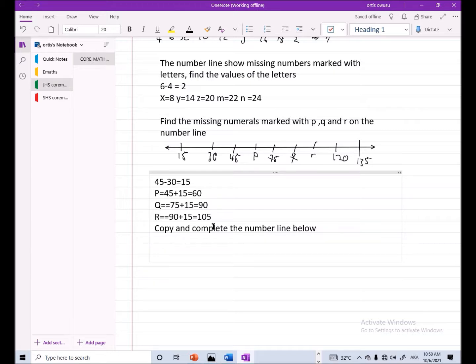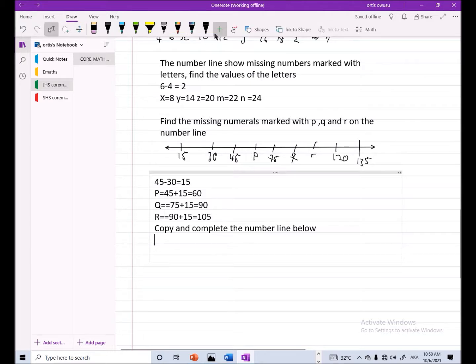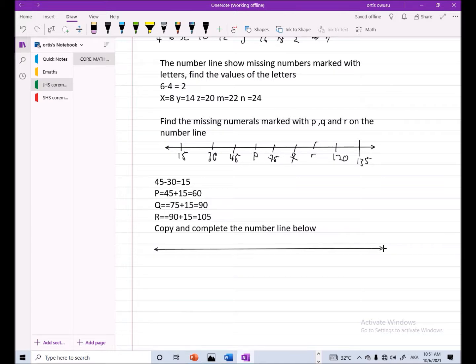Okay, so let's see whether you understand it. So this is the number line. Let's do the number line.